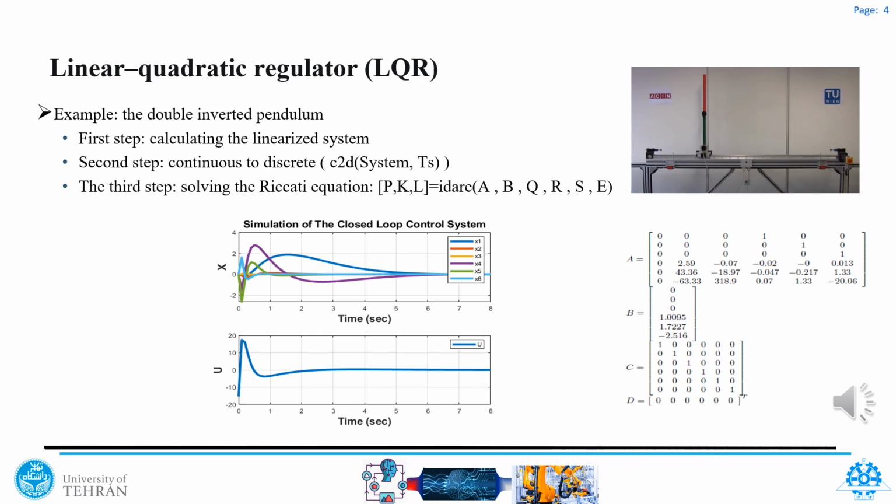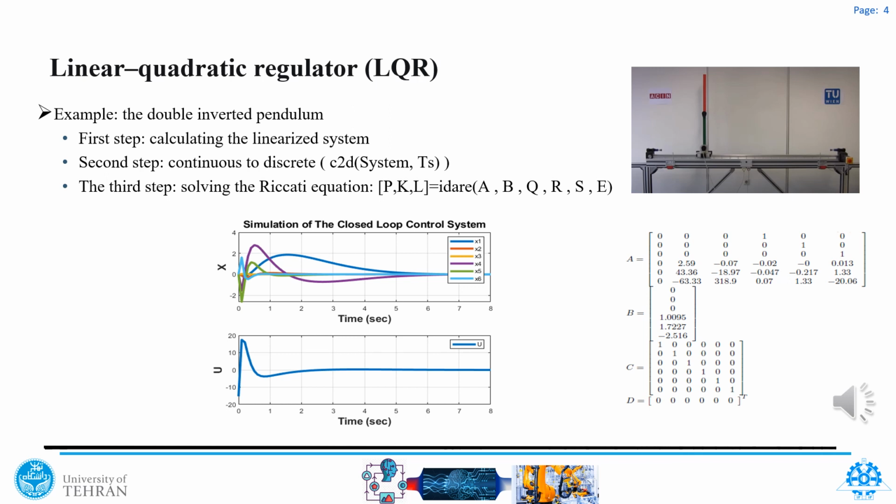At the first step, we should calculate the linear system because it is necessary: LQR just performs on linearized models. And at the second step, we convert the continuous model to discrete, which can be performed by the C2D command in MATLAB. And at the third step, I solved the Riccati equation with the DARE command in MATLAB.